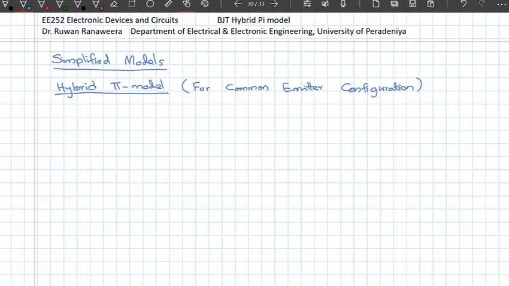Today we are going to talk about the BJT hybrid pi model. This is a simplified model of the H parameter model which we discussed earlier, and in the last lecture we discussed some techniques or analysis methods to find parameters such as input impedance, output impedance, voltage gain and current gain for a BJT amplifier. Now today we are going to talk about another model which is actually a simplified model of the H parameter model.